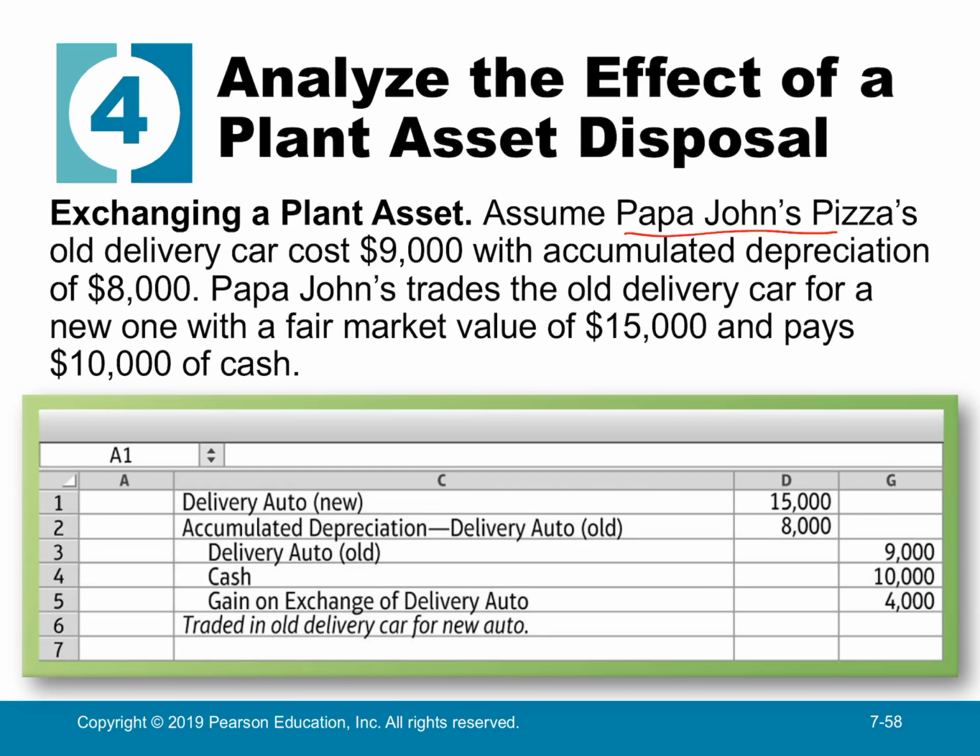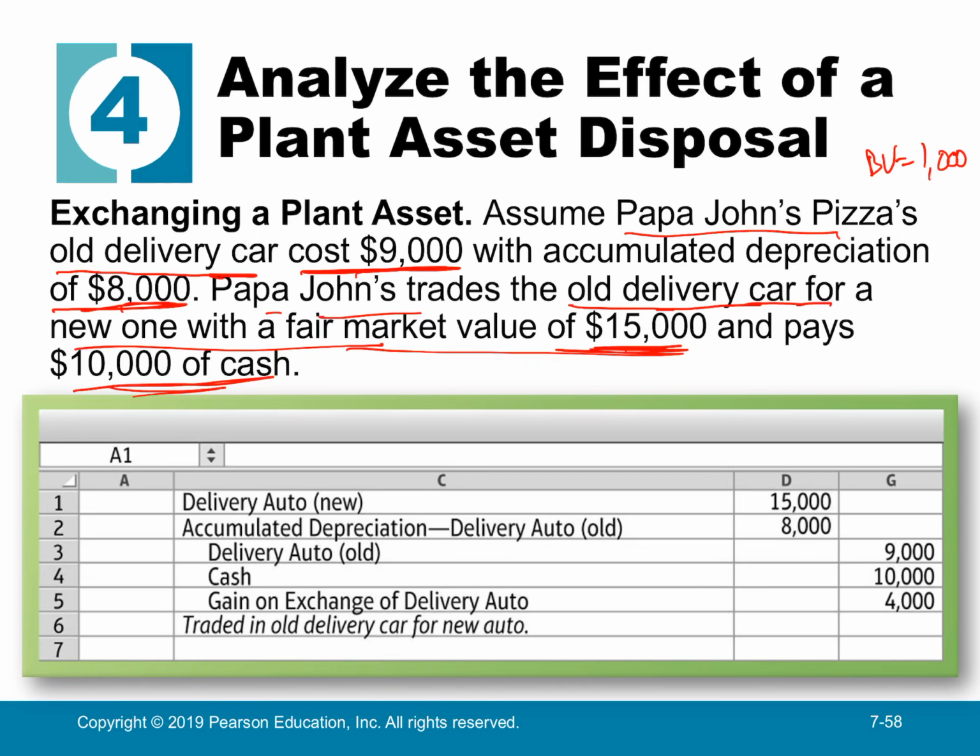So let's look at the pizza place Papa John's. Assume they have an old delivery car. It costs $9,000. We've depreciated $8,000 of it. So the book value on this car is how much? Book value? $1,000, right? That's what's left. Now, Papa John's trades in this delivery car for a new one. The fair market value of the new truck is $15,000, and they have to pay $10,000 in cash.